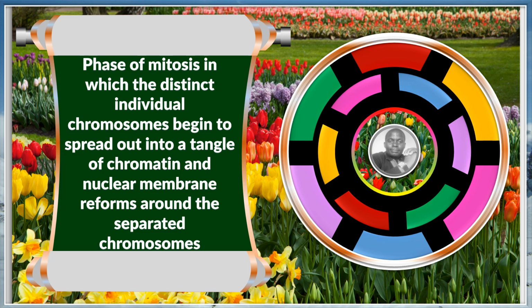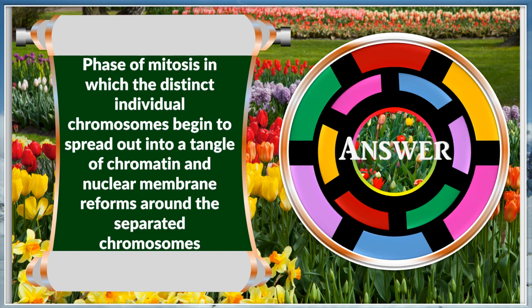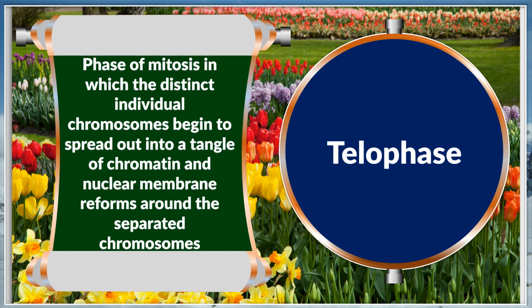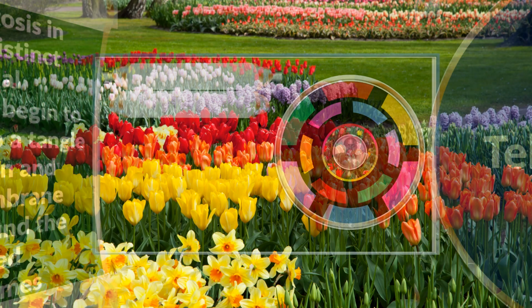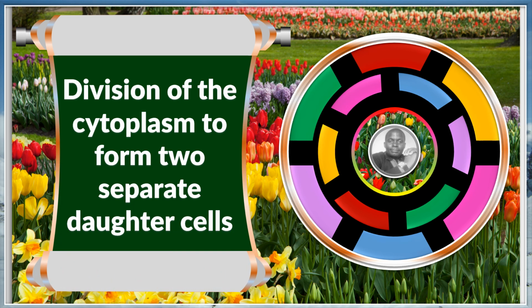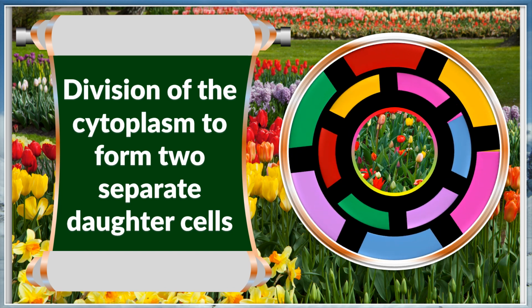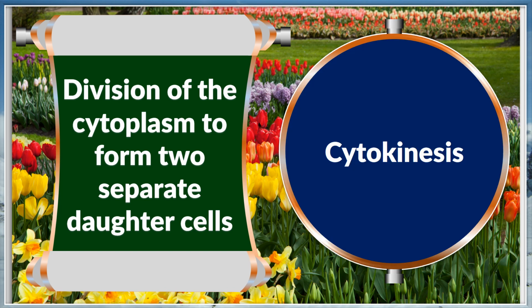Phase of mitosis in which the distinct individual chromosomes begin to spread out into a tangle of chromatin and nuclear membrane reforms around the separated chromosome. Telophase. Division of the cytoplasm to form two separate daughter cells. Cytokinesis.